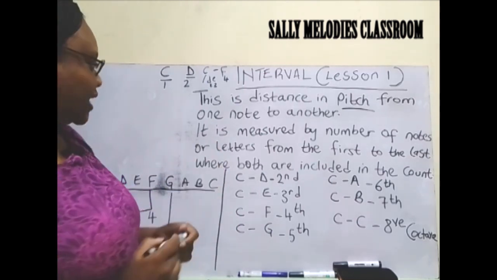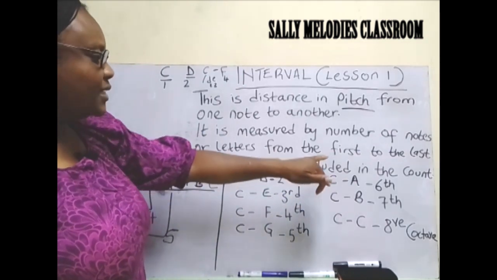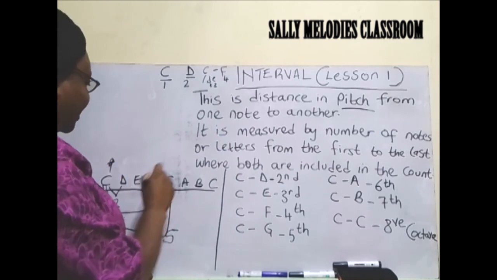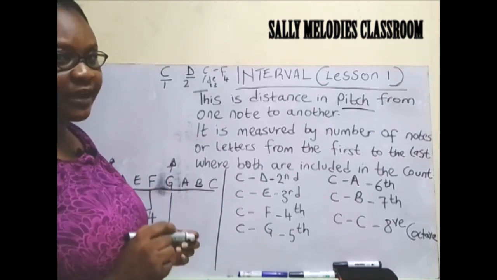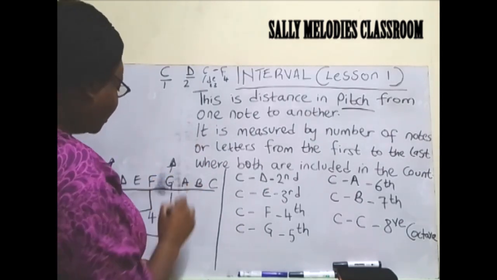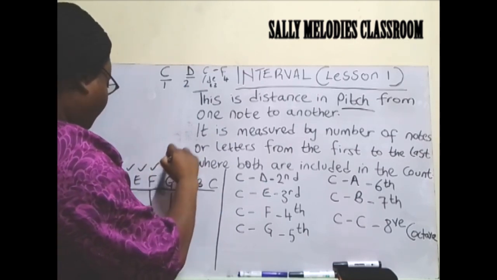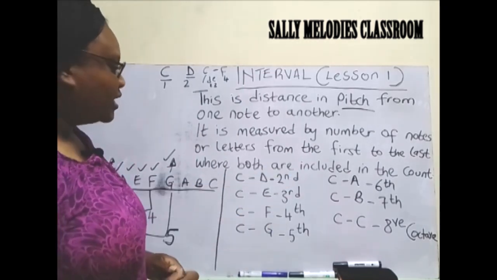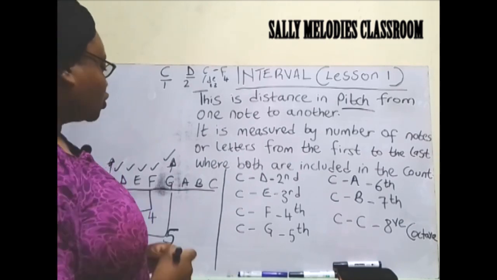That is why we are saying both notes are included in the count. The first note and the last note here, which is G, must be included in the count. So we count from C to G, that is 5. So 1, 2, 3, 4, 5. That is what we mean. And then down here, we have summarized. We have done a summary of what we are supposed to do.